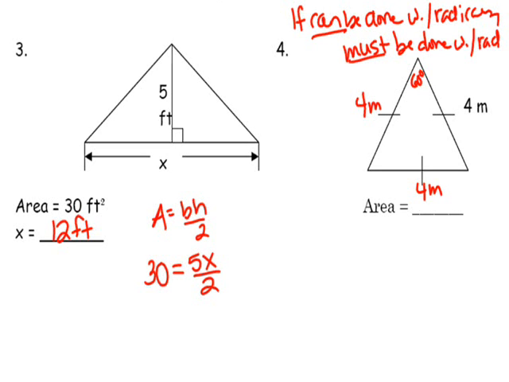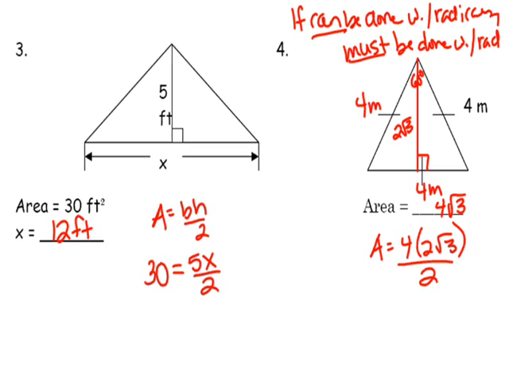And personally, although Heron's formula is lovely, I like to drop an altitude, and I like to find the height using the fact that this is a 30, 60, 90 right triangle. So if this is 2 and this is 4, then this is 2 radical 3. And that means my base is 4, my height is 2 radical 3. So my area is my base times my height divided by 2, which means that my area is 4 radical 3 meters squared.